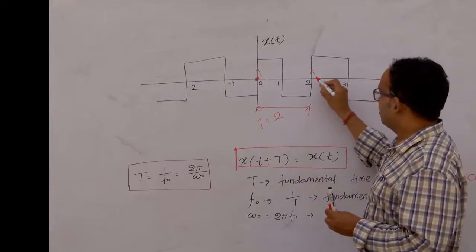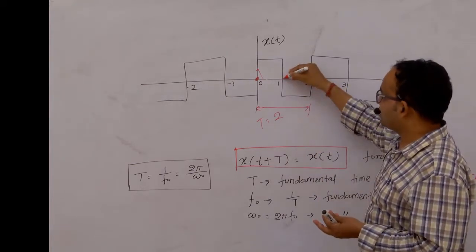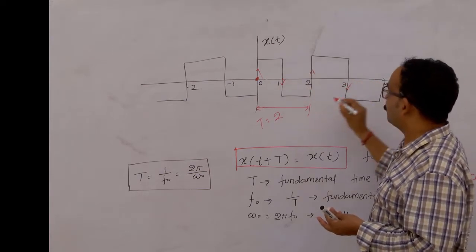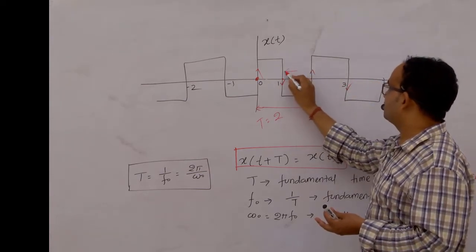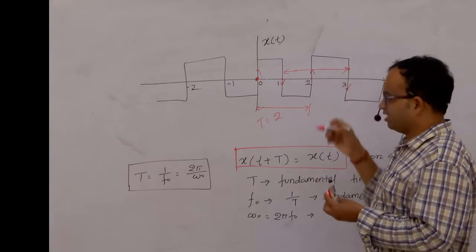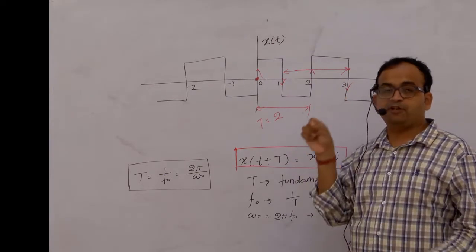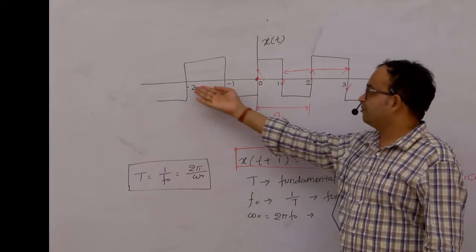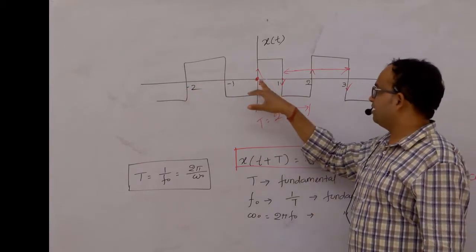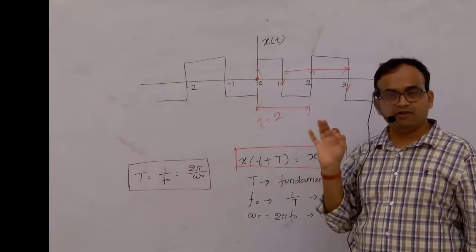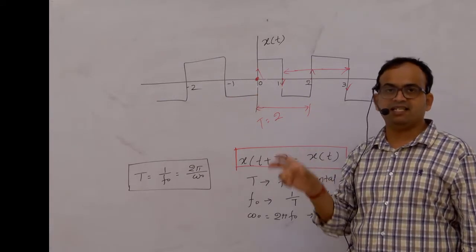Similarly, anyone can start from anywhere. Let us start from 1. From 1 it is downward, again at 3 it is downward. So you can take this also as the periodicity. Anywhere you take the position on the signal, the periodicity will be the same. Either you can take from minus 2 to 0, or from 0 to 2, or from minus 1 to 1. You will get the same thing. The periodicity of the signal is always the same.